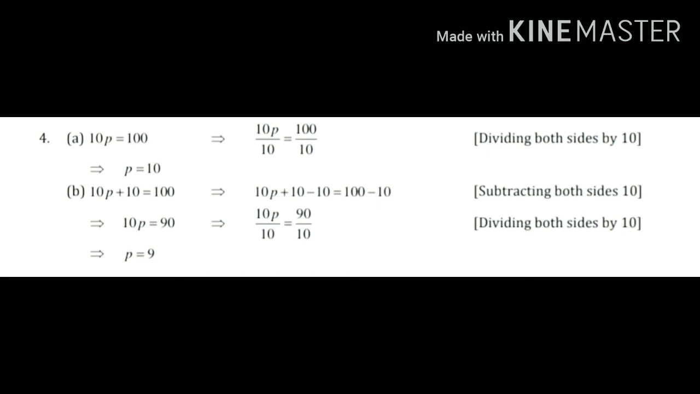Now the B part, 10p plus 10 is equal to 100, right? So firstly, remove the constant, that is 10. For that, we'll subtract 10 both the sides. Then we'll get 10p is equal to 90. Now to remove the second 10, that is 10 which is multiplied to p, we'll have to divide 10 both the sides and we'll get the answer as 9. So here p is equal to 9.